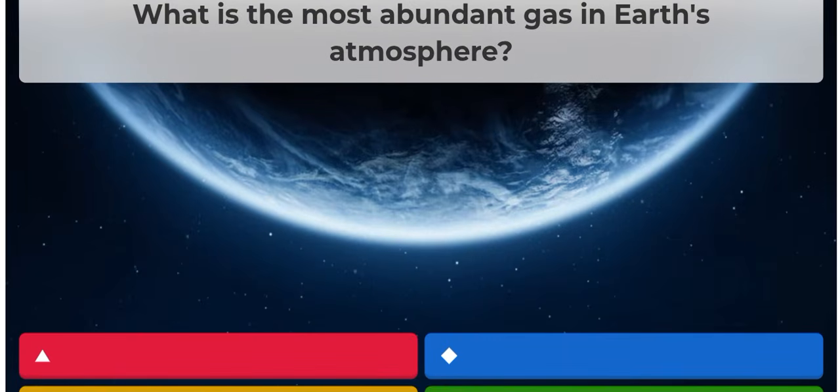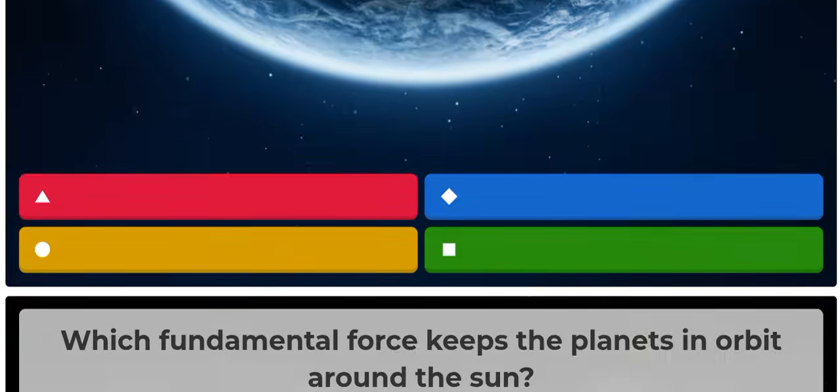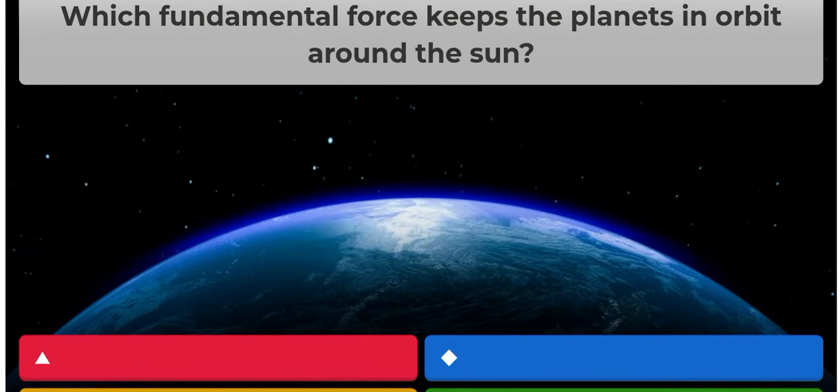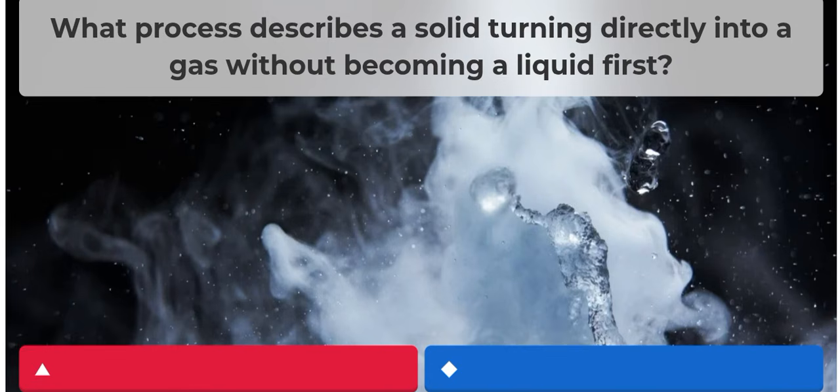What is the most abundant gas in Earth's atmosphere? Which fundamental force keeps the planets in orbit around the Sun? What process describes a solid turning directly into a gas without becoming a liquid first?